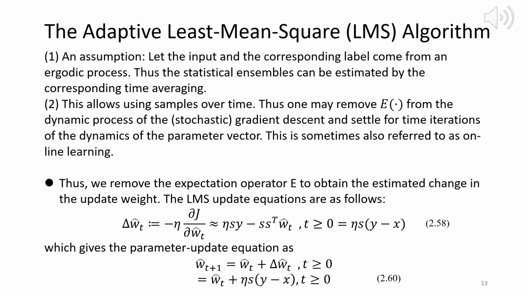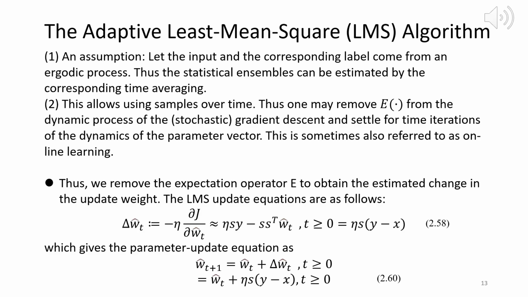Let us solve the challenge of estimating the expected value of the cross-correlation and autocorrelation by making the following assumption. Let us assume that the input and the corresponding label come from an ergodic process. Based on this assumption, the statistical ensembles can be estimated by the corresponding time averaging. This allows us to use samples over time. That is, we may remove the expectation operator from equation 2.55, which is the dynamic gradient descent. As a consequence, we can settle for time iterations of the dynamics of the parameter vector. This approach is sometimes also referred to as online learning.